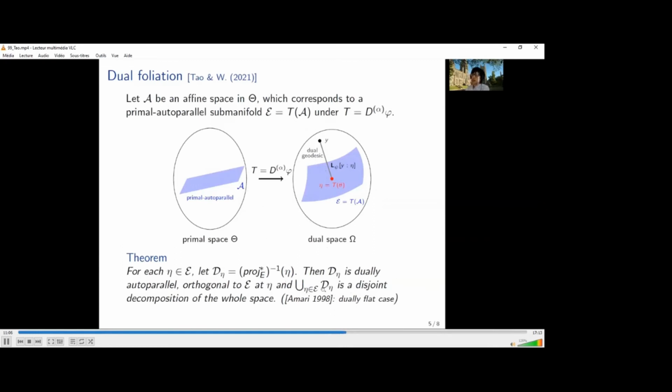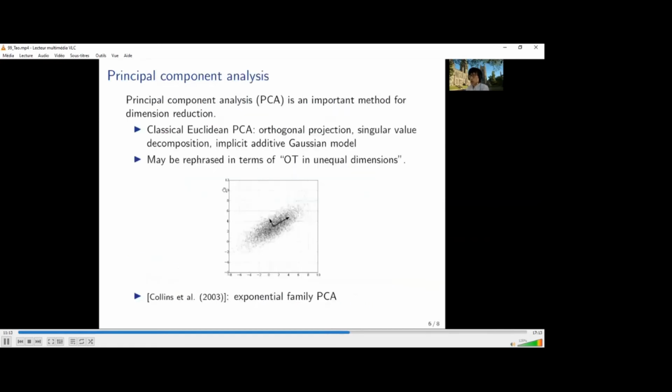So our second result in this work is to apply this theory to look at dimension reduction. And in particular, we look at the concept of principal component analysis.